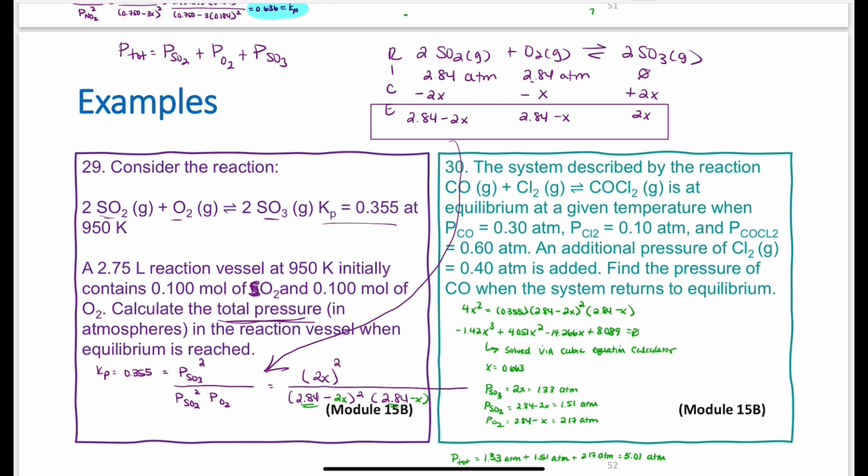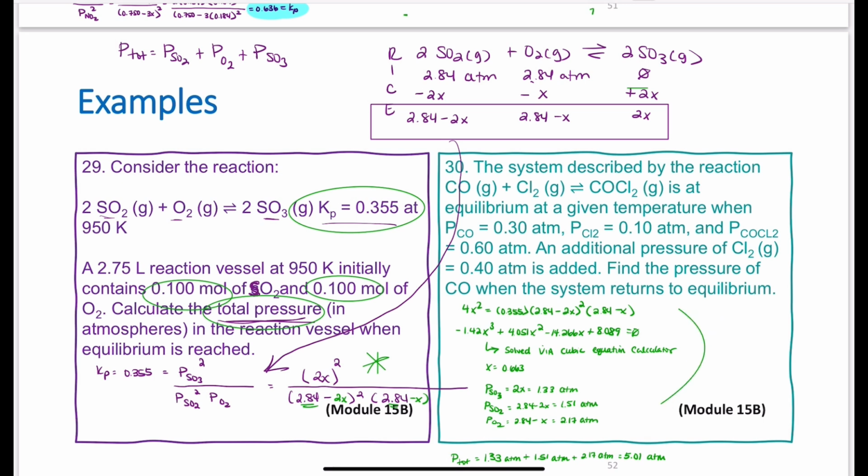So the first thing I did was I took the moles of SO2 and O2 and converted them to atmospheres because I knew I was dealing with Kp and I knew I was dealing with pressure. So I set up my RICE chart in pressure in the first place. I know I started with 2.84 atmospheres of SO2 and O2 and no SO3. Solve for equilibrium based on the reaction, and that's what I got there. I know that my Kp is equal to the partial pressure of SO3 squared divided by the partial pressure of SO2 squared times the partial pressure of O2. I plugged that in here and solved the equation.